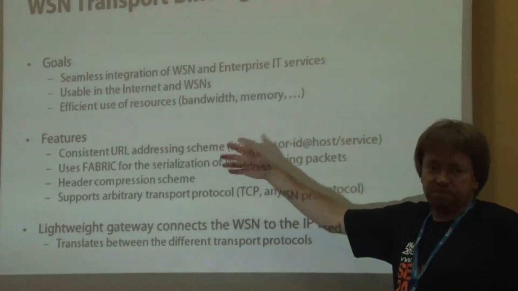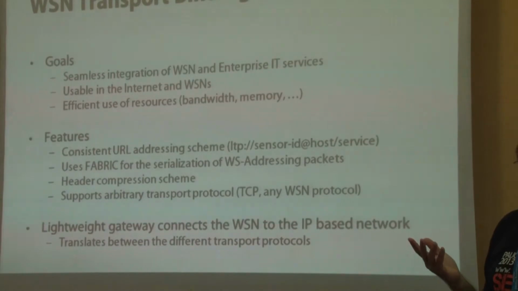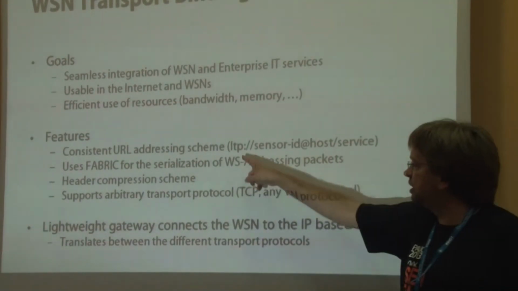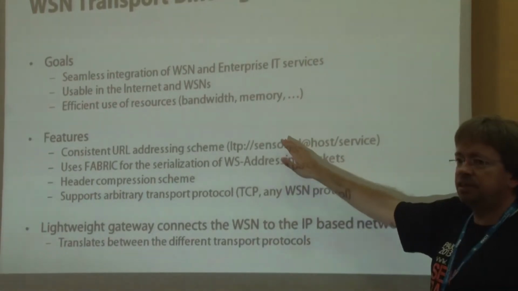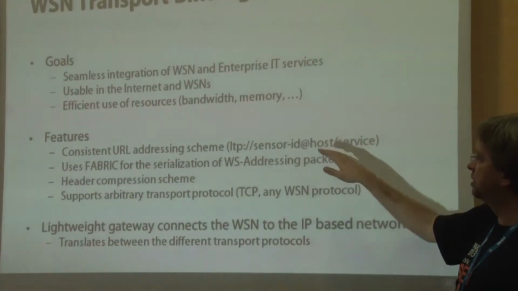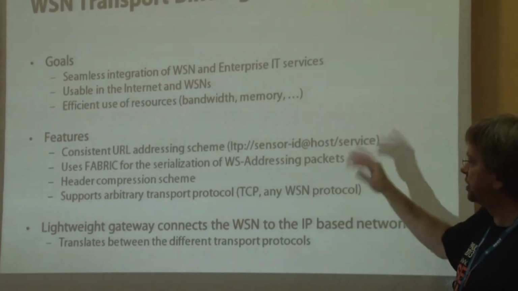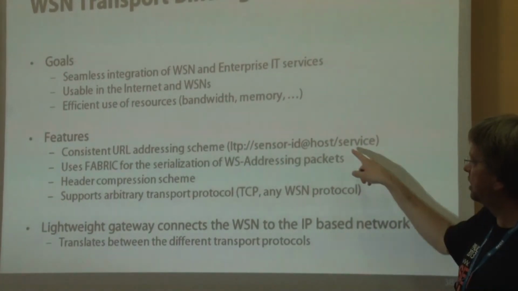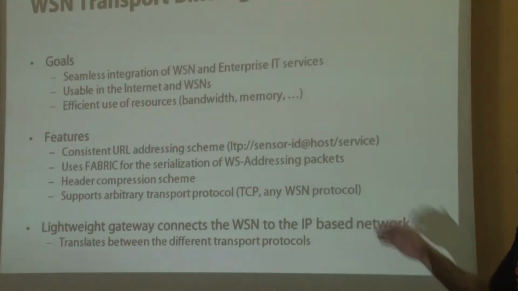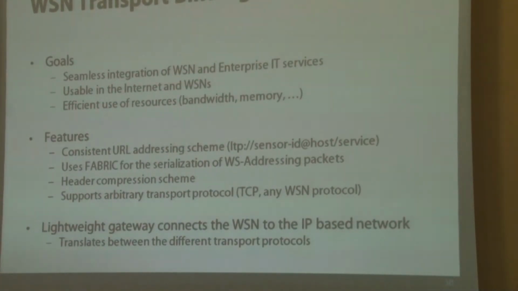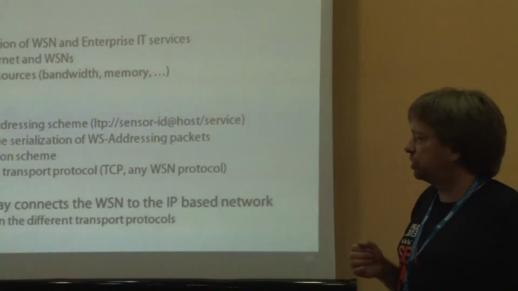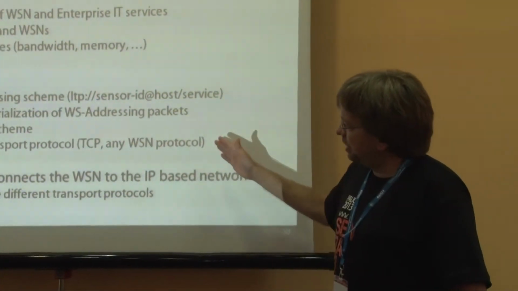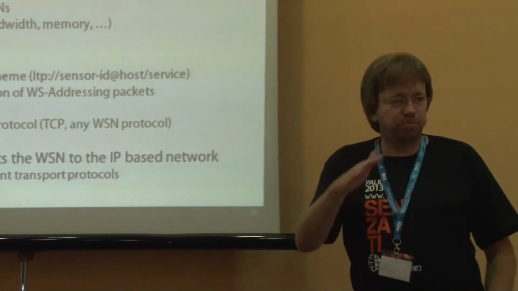So, as you would have expected, it uses the URL scheme for addressing. It has the LTP identifier, and then it's possible to identify especially sensor nodes in a sensor network. We'll see a bit more on this on the next slide, and then a certain service. It uses Fabric for the serialization. It has a certain header compression scheme. I won't go into details here, but it allows us to save a lot on headers, and it supports arbitrary transport protocols below that.